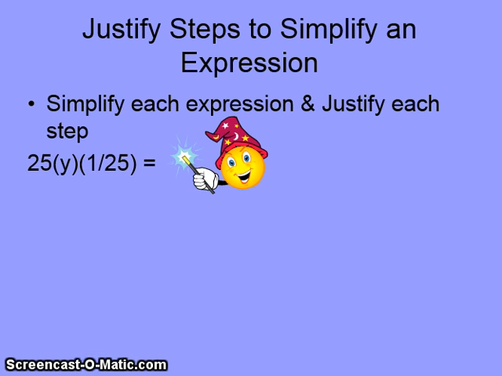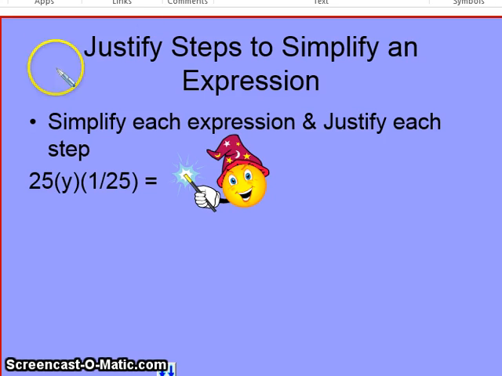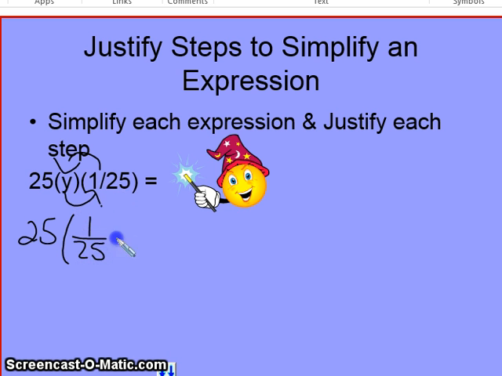And here's our last example. Be sure to write this one down. We want to simplify this expression and justify our steps. So here I've got 25 times y times 1 over 25. Now I can multiply 25 times y, but I think I'm going to switch the order, and I'm going to move y over here and 1/25 over here. So I'm going to say 25 times 1/25 times y. Now, what property tells me I can move the numbers from one place to another? That's the commutative property.